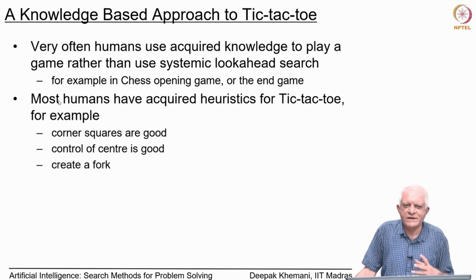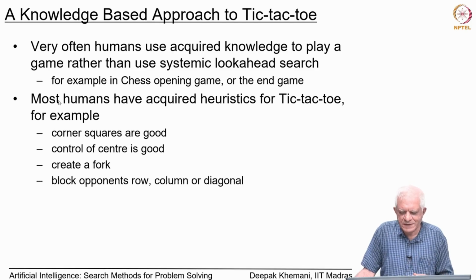and very soon they figure out that the minimax value of the game is 0, and they also figure out how to play the game well. So, for example, they figure out rules like corner squares are good, control of the center is good. If you can create a fork, then you are likely to win, and you must block the opponent from doing things like creating forks and winning diagonals.